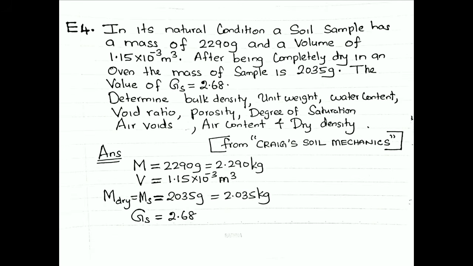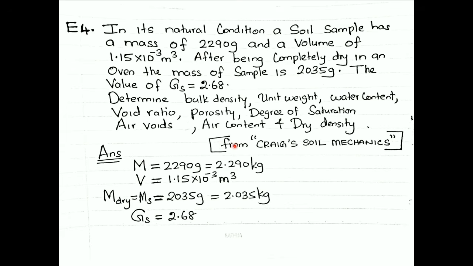Example 4. In its natural condition, the soil sample has a mass of 2290 gram and volume of 1.15 into 10 to the power minus 3 meter cube. That is 1.15 liter. After being completely dried in an oven, the mass of the sample is reduced to 2035 gram. The GS, specific gravity, is equal to 2.68. Determine the bulk density, unit weight, water content, void ratio, porosity, degree of saturation, air voids, air content and dry density.